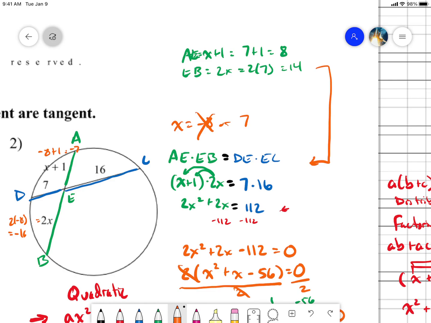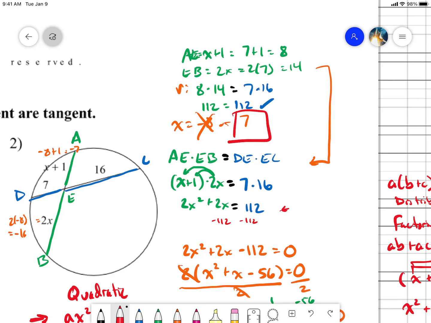Okay. So I'm going to check by saying, okay, does 8 times 14 equal 7 times 16? Well, what's 8 times 14? You want to calculate, please? Eight times 14. 112. And does that equal 7 times 16? Well, 7 times 16 is also 112. So 7 works. So my actual solution is x is equal to 7. Okay.